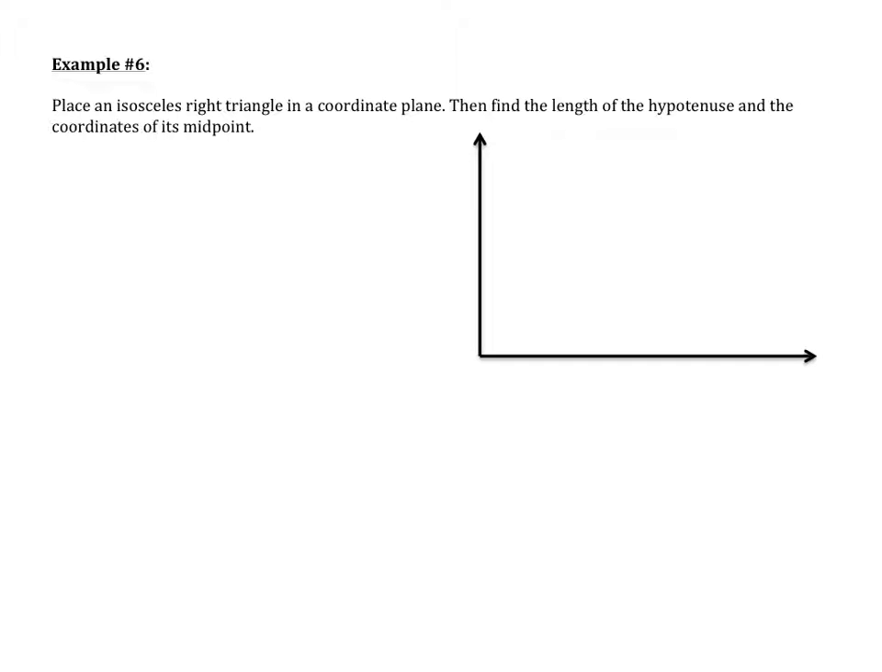So first off, again, I'm going to do the right angle right here, and then I'm going to go out, let's say, P units. So here would be (P, 0). And then if I'm going to go up the same number of units this way for the isosceles triangle part, the next point would be (0, P). So now I have 2 congruent sides right here and right here, and then I would have the hypotenuse connecting those 2 points. And I'm asked to find the length of the hypotenuse and the coordinates of its midpoint.